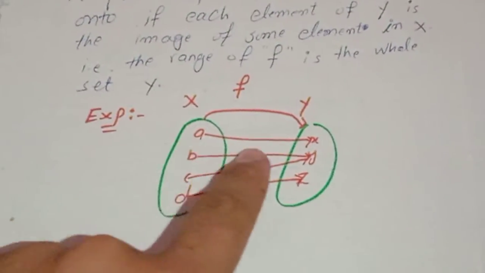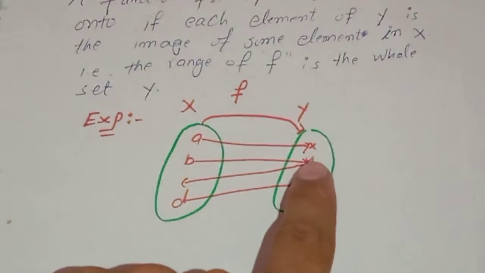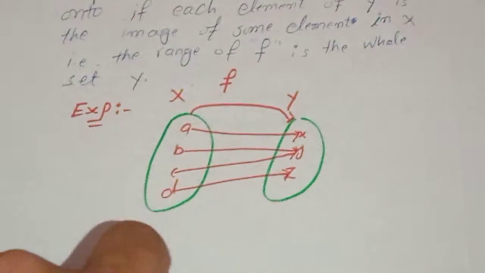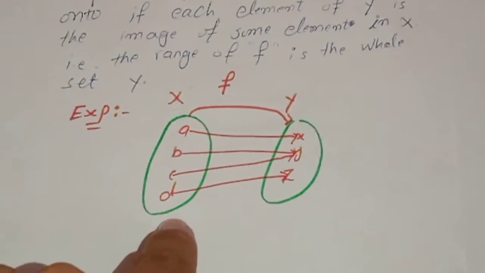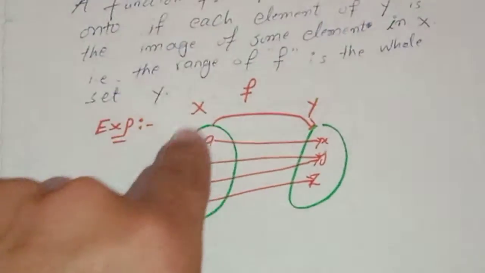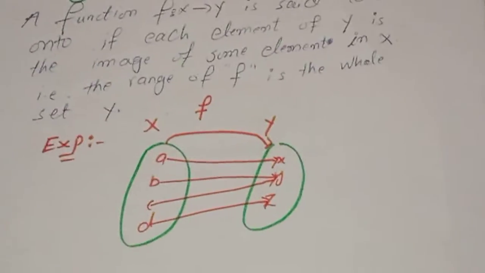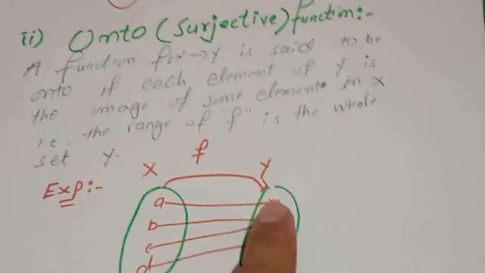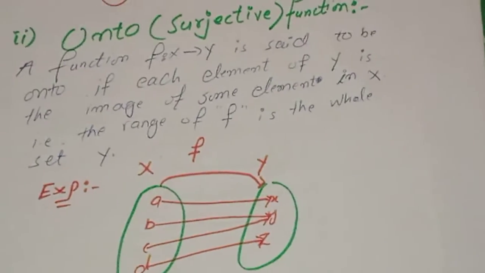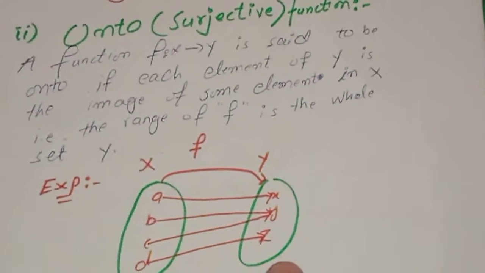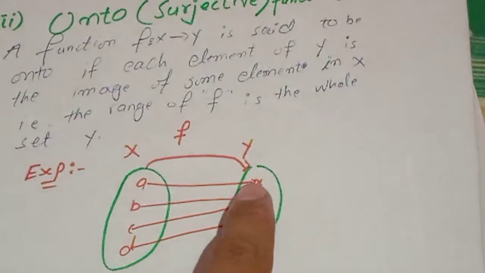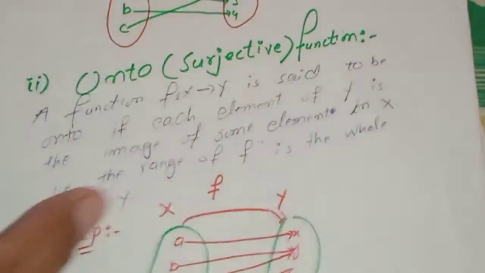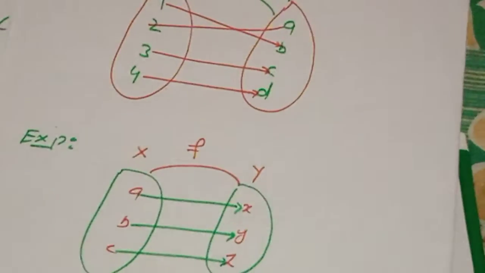We have X equal to {a, b, c, d} and Y equal to {x, y, z}. So is it a function? Yes, it's a function because the domain of the function is X and there is no repetition in the elements of set X. And we can say that it is an onto or surjective function if all the elements of set Y are completely used. So if we focus on it, all the elements of set Y are completely used. So it is an onto or surjective function.